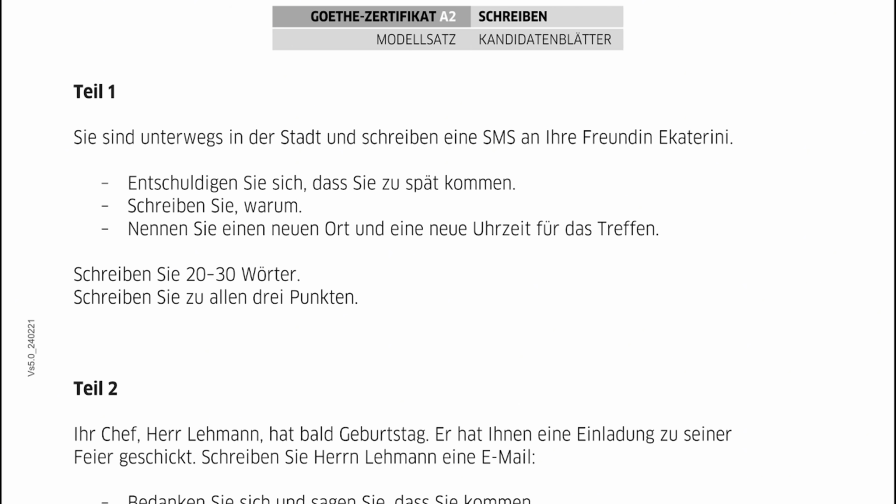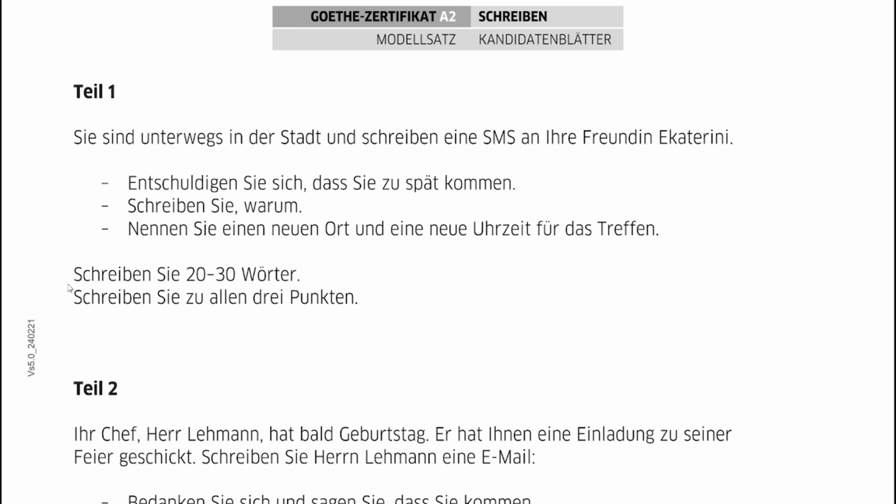In Teil 1, they have given the question that "Sie sind unterwegs in der Stadt und schreiben eine SMS an Ihre Freundin Ekaterini." So you are traveling in the city and you have to write an SMS to your friend Ekaterini. And then they have written 3 points over here. The first point is, "Entschuldigen Sie sich, dass Sie zu spät kommen," that you have to apologize that you will be coming late. Then in the second point you have to write warum, why are you delayed, so you have to give a reason. And then in the third point, "Nennen Sie einen neuen Ort und eine neue Uhrzeit für das Treffen." So you have to suggest a new place and a new time for the meeting.